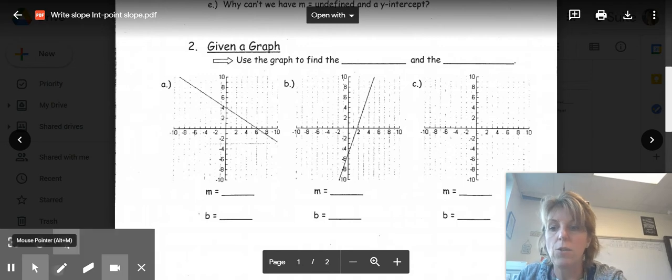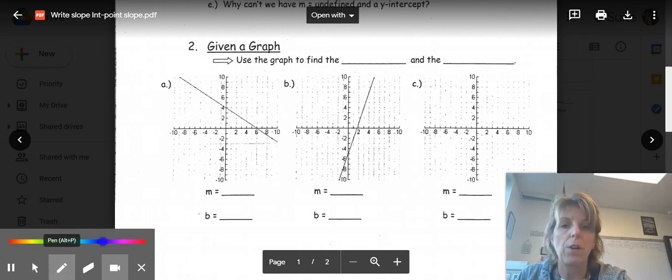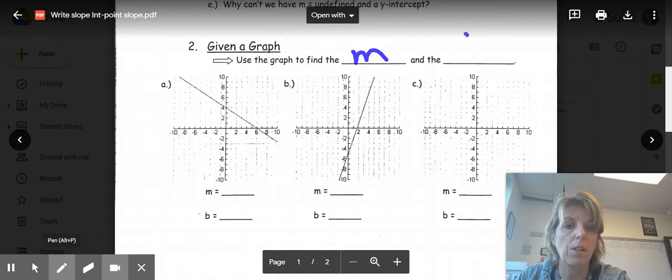Given a graph, we're going to find two things for today. Given the graph, we're going to find the slope and we're going to find the y-intercept. Find those two pieces given this graph. All right, so the slope for this one, let's take a look at my 2 points.